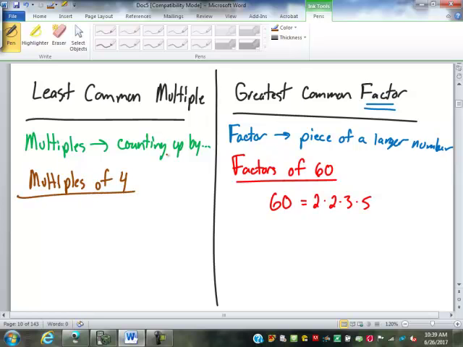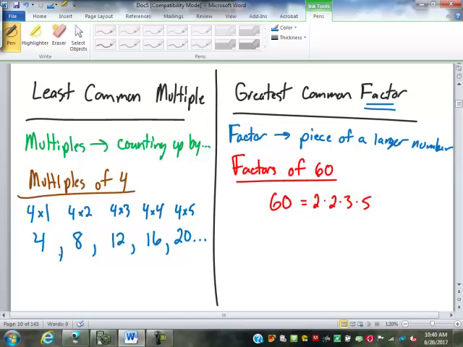Let's do the multiples of 4. 4 times 1 is 4. 4 times 2 is 8. 4 times 3 is 12. 4 times 4 is 16. 4 times 5, 20. And it keeps going. Notice it's 1, 2, 3, 4, 5. You're taking each of our whole numbers or counting numbers times the number.